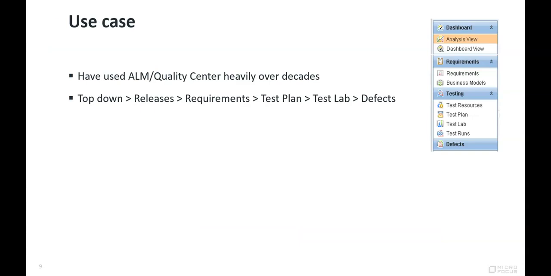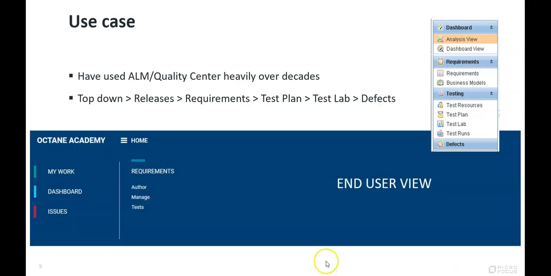So let's take a look now at how users from the community are using ALM Octane while migrating from QC. Let's see a customer who was working really top down using the release management module, where you had the requirements, test plan, test lab and defects. What would be the configuration they would use in Octane? Basically the configuration would look like this. This is the end user view, the end user who will work with Octane on a daily basis for implementing a traditional approach.